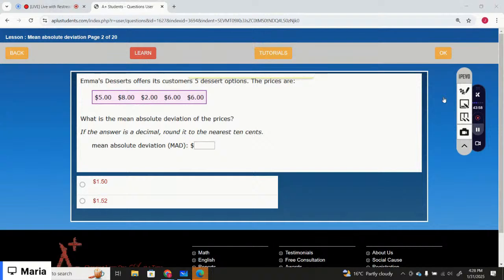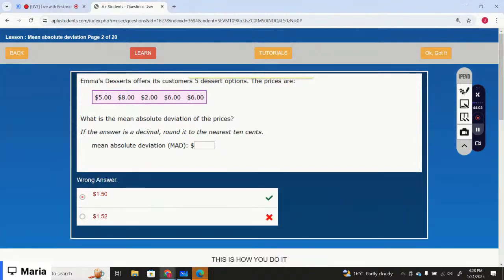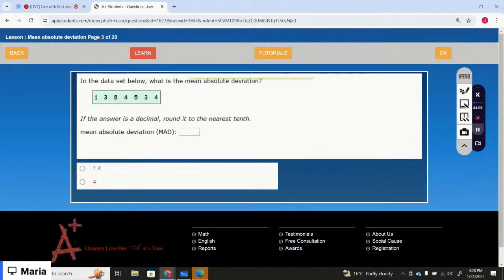1.52 is the correct option. But you have to round it. You have to write to the nearest 10th, so that is 1.50, right? That is the rounded value. Okay, data set below.